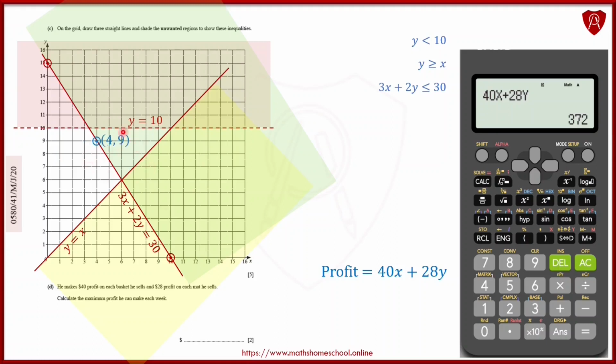After a few tests, we found this point will give us maximum profit. So we shall key this into the calculator. Calc, x is 4, y is 9. The maximum profit is $412. That is our answer.